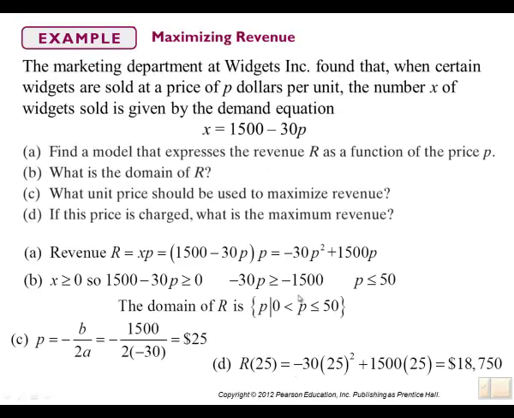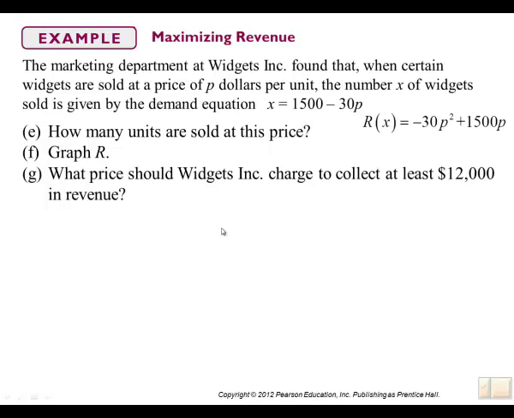So we have our revenue equation, and we're going to substitute: R of P equals negative 30 P squared plus 1500P. And we're going to put this $25 in here for P. So this is 25 squared times negative 30 plus 1500 times 25. And we get $18,750 in revenue, charged at a $25 price per widget.